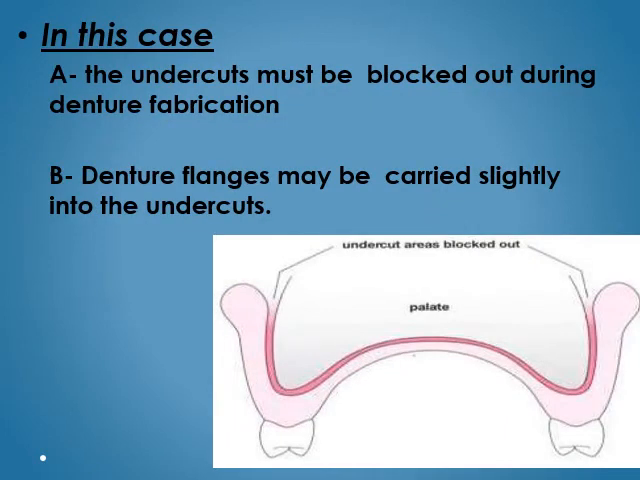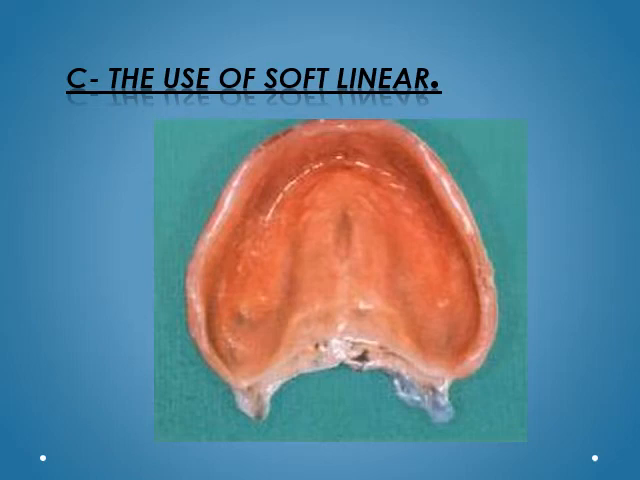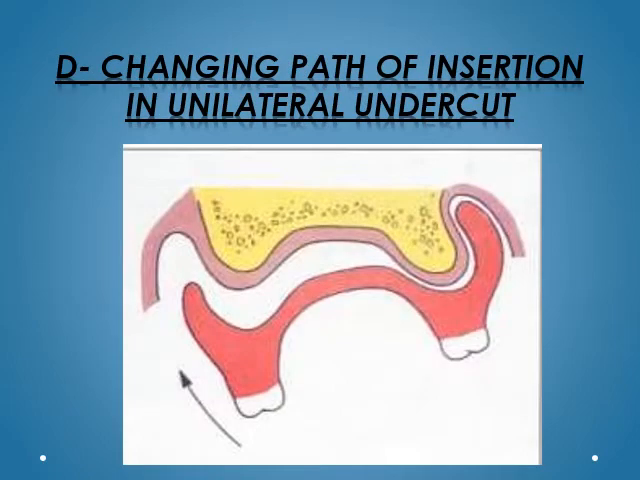In this case the undercuts must be blocked out during denture fabrication. Denture flanges may be carried slightly into the undercut, so I make them reach slightly and not cover it all. Use of a soft liner. It changes the path of insertion in unilateral undercut. I will try to use one option and not the other: either block out the undercuts, or change the path of insertion.